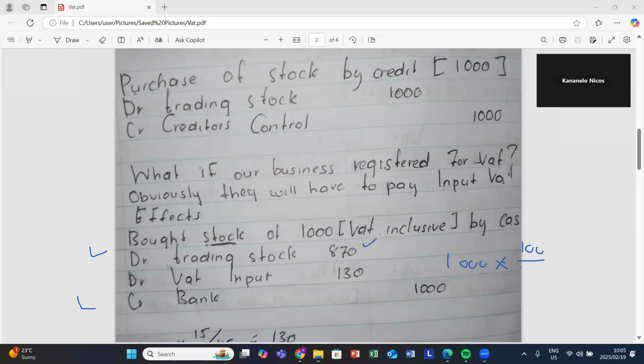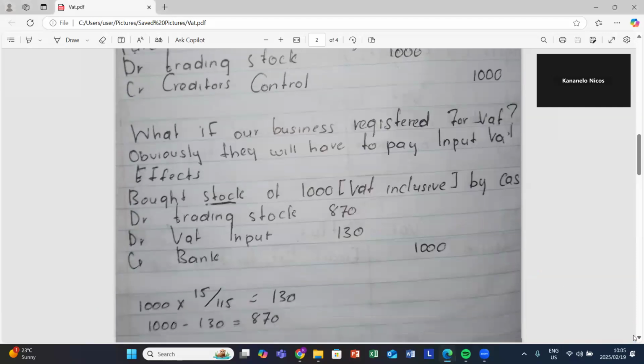So you got your VAT exclusive amount. And then with regards to the VAT input, we will just say multiply by 15 divided by 115. And also we'll get your VAT input amount as 130, which you'll debit. There, and then that will be the effect. So remember, when you're registered for VAT, three accounts are supposed to be affected.